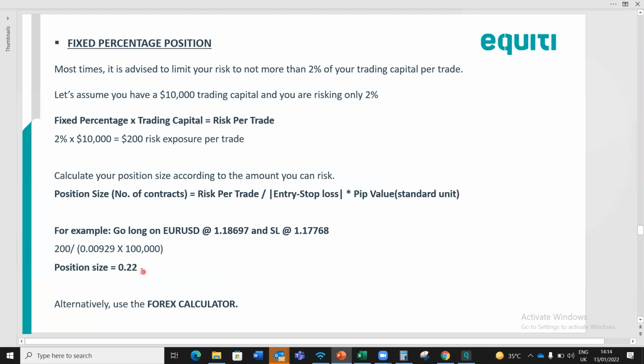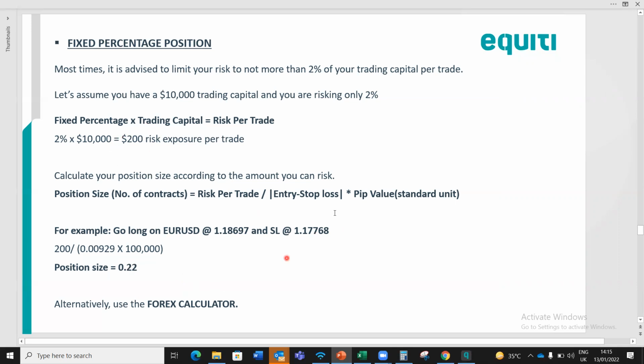What this simply means is that if you take the trade, if you buy Euro USD with 0.22 lot size, and then the market goes wrong and eats your stop loss at 1.17768, you're not risking more than $200 for this trade.